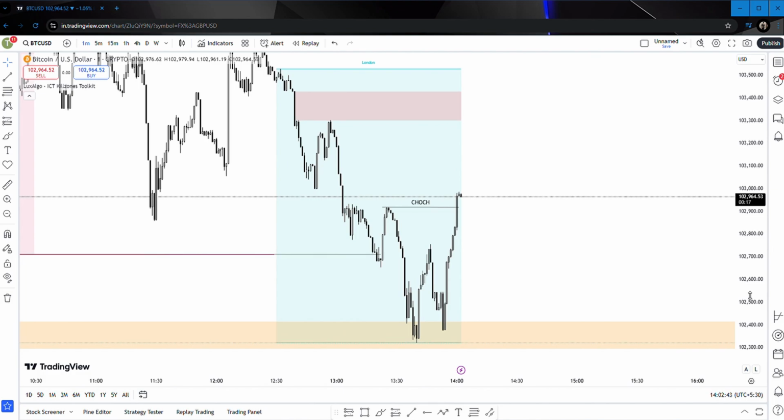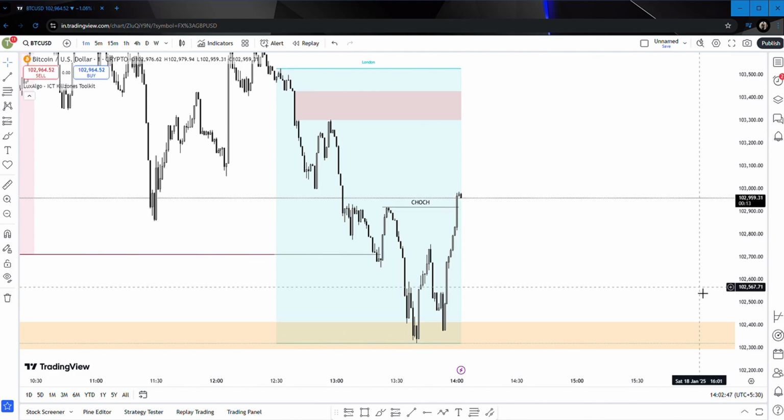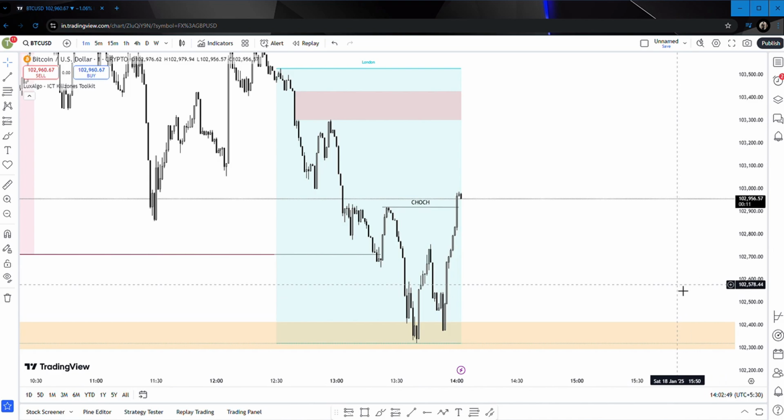Hi guys, in this video we are going to discuss how we can take the direct entry or the confirmation entry in a lower time frame. So basically, first of all, we have to summarize and map the structure in the higher time frame. Then we have to look into the lower time frame for the confirmations.